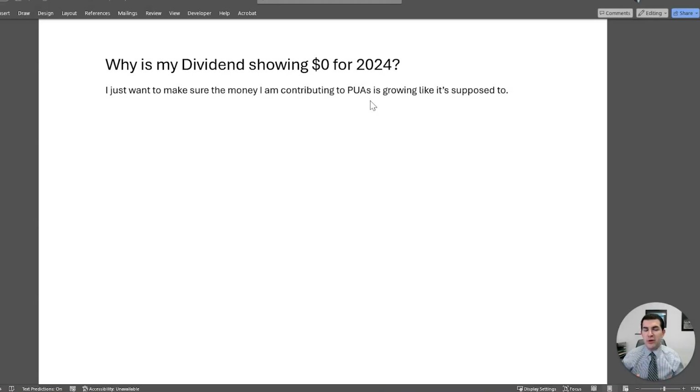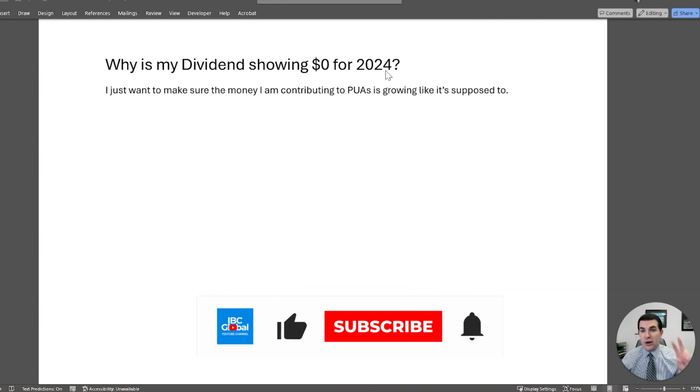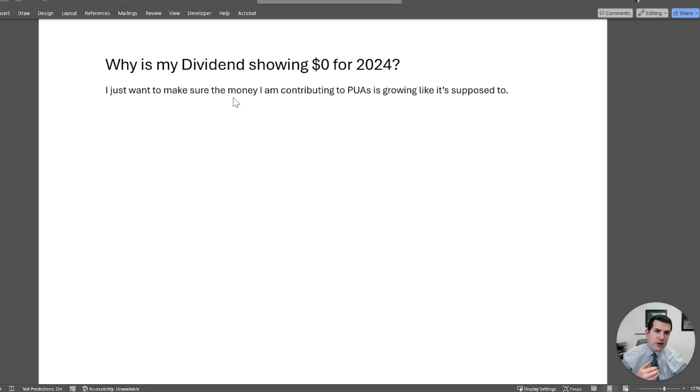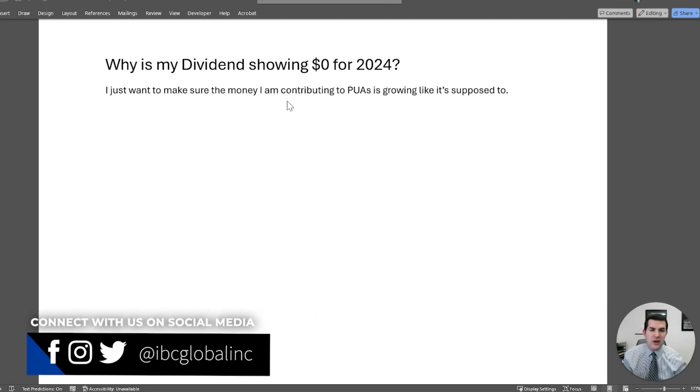So someone I've been working with for a couple years reached out and asked, why is my dividend showing $0 for 2024? He's currently in the second year of his policy. He then said, I just want to make sure that the money that I'm putting into my whole life insurance policy is growing like it's supposed to.